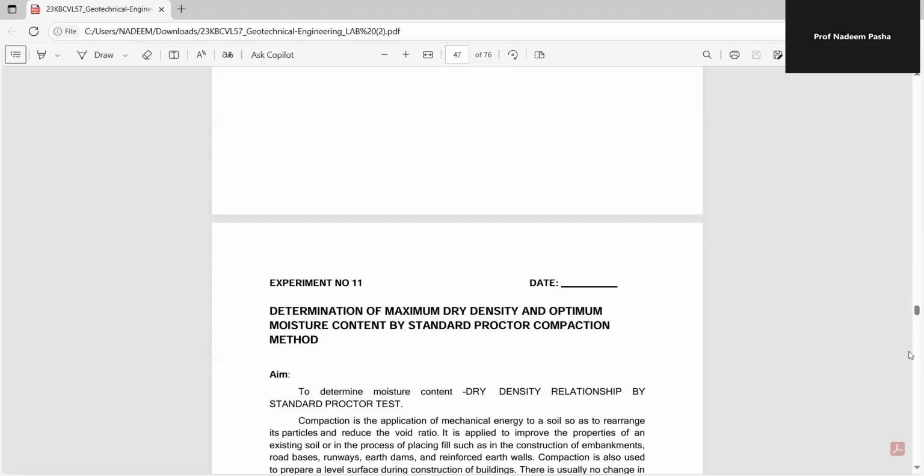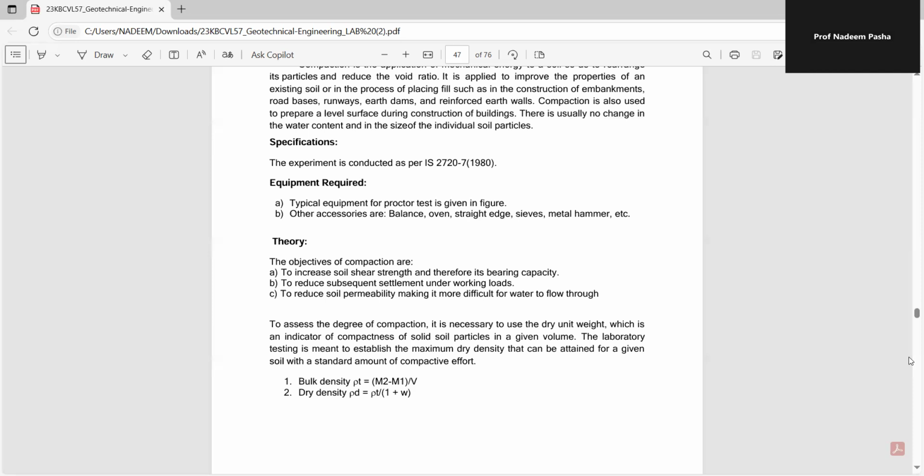There is usually no change in the water content and in the size of individual soil particles. Specification: the experiment is conducted as per IS 2720 Part 7, 1980. Equipment required: typical equipment for the Proctor test is given as follows. Other accessories are balance, oven, straight edge, metal hammers, etc.